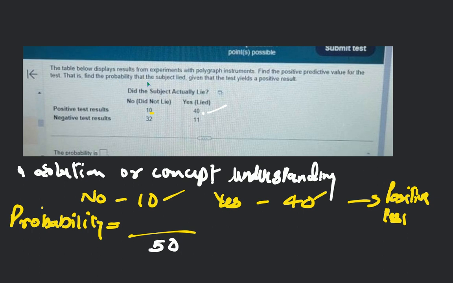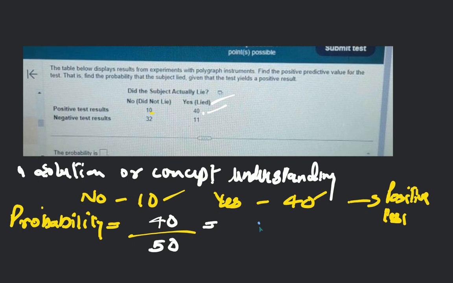And we have to find the probability that the subject lied. So if you see, out of this 50, 40 of them have lied, in which they have given yes, right? So it would be 40 over 50. So can we simplify this further? Not into decimals, we have to keep it in fractions. So what do you think? Can we divide both the numerator and denominator by 10?